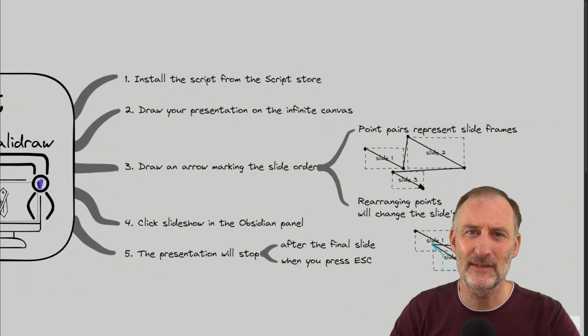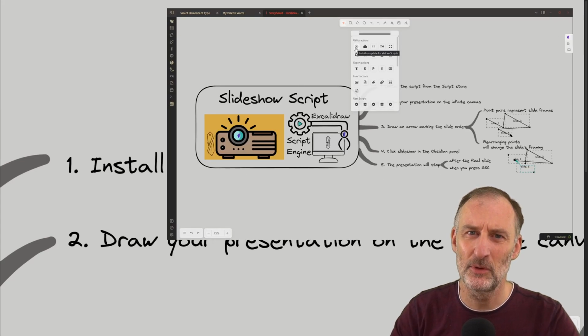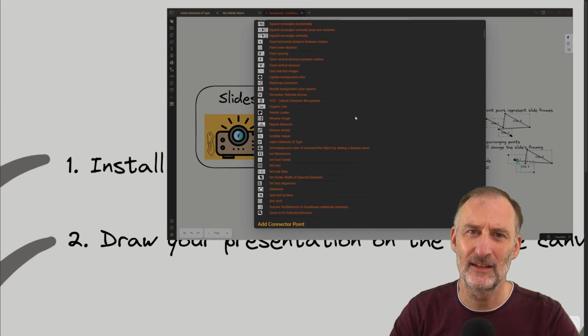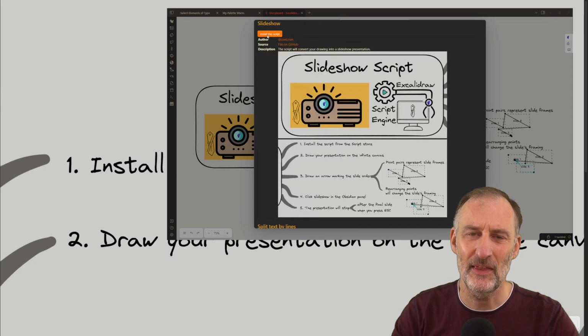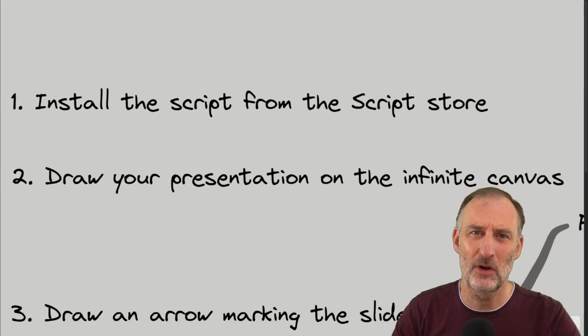There are only 5 steps you need to follow, and you're ready to go. First of all, you need to install the script from the store. It's very simple. You scroll down, you select the Slideshow script, and then you click Install. Once the script is installed, you can draw your drawing, your slideshow, on the infinite canvas of Excalidraw.